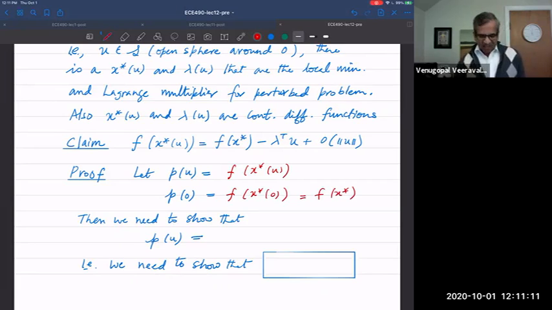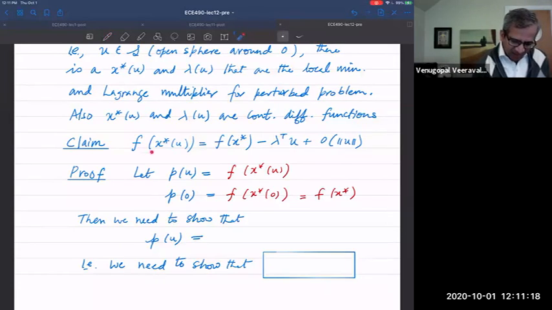So what we really need to show is that the left-hand side, which is P of u as a function of u, is P of 0, which is f of x star, minus lambda transpose u.